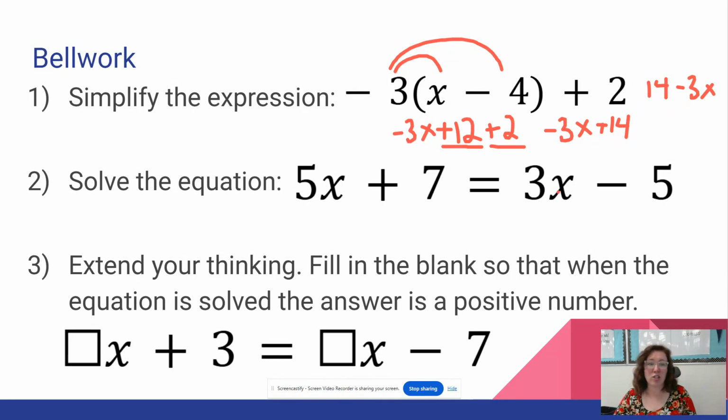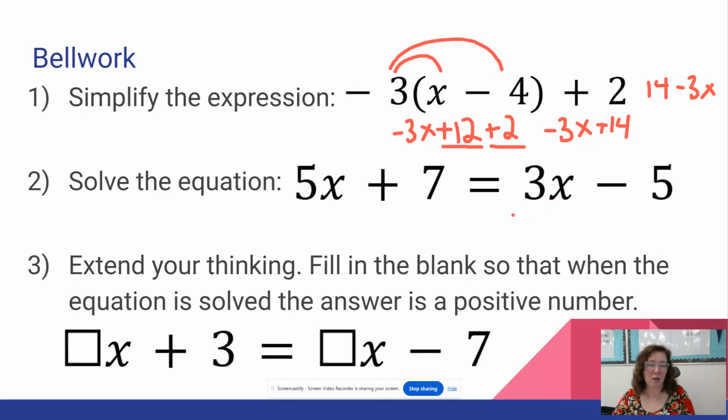Now solve the equation. There's an x on both sides. We don't like that. I like to choose the smaller x. That's not a rule. You're allowed to choose either x. But I like to choose the smaller one. I've noticed for myself it makes it easier. So this is a 3 and this is a 5. They're both positive, 3 and 5.